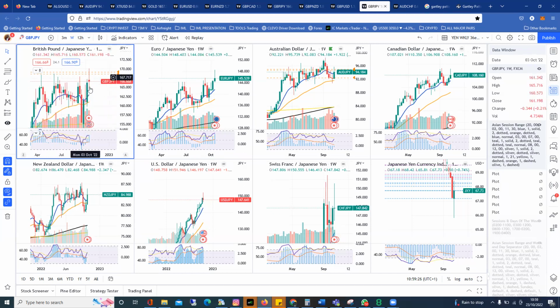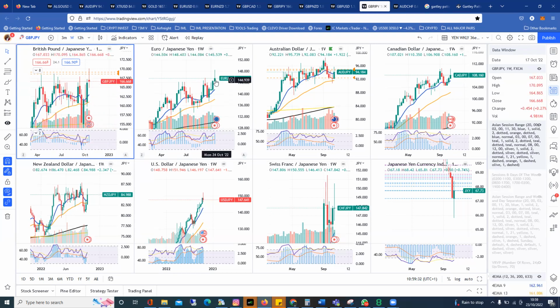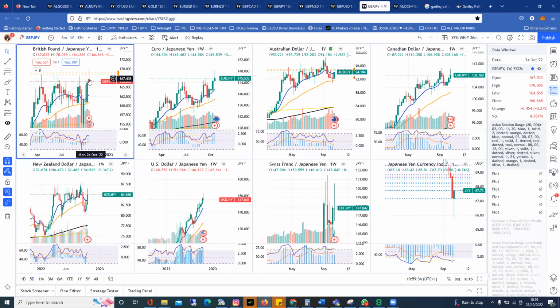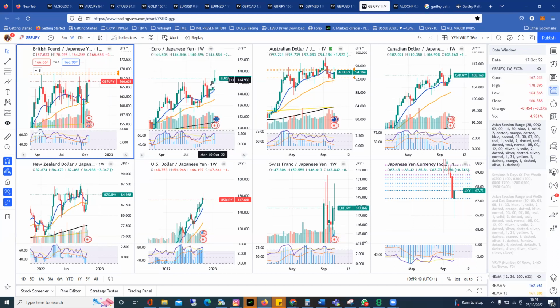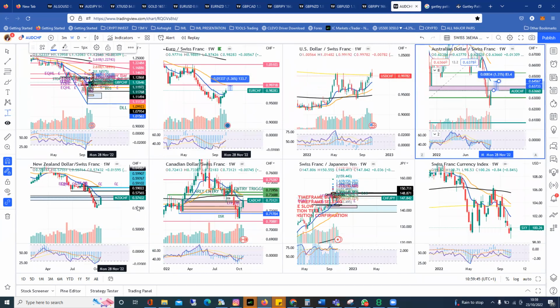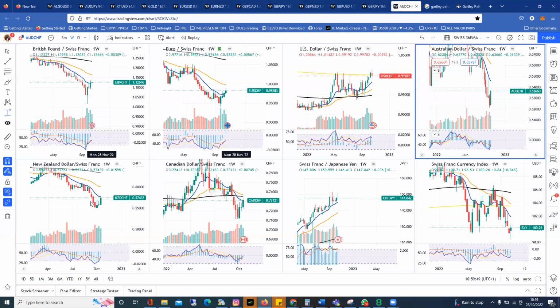The pound was properly beaten down, you know. So this rejection might give us a continuation. Meanwhile, this rejection might give us a continuation of a sell-off to a certain level. Meanwhile, this rejection can just be the same kind of rejection that we see on the New Zealand Swiss.